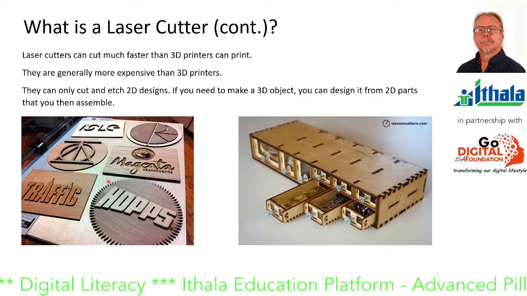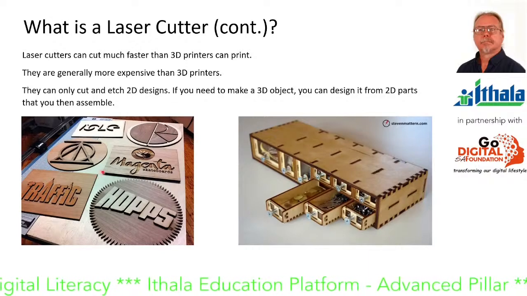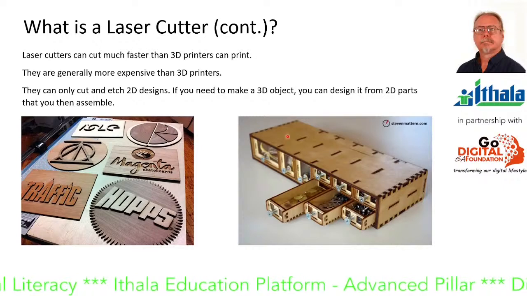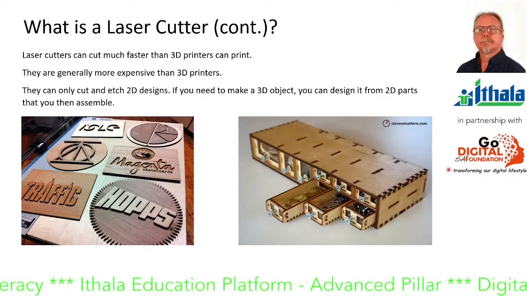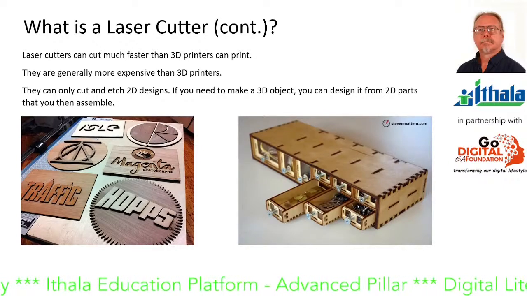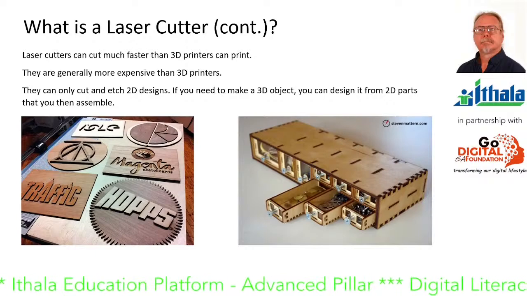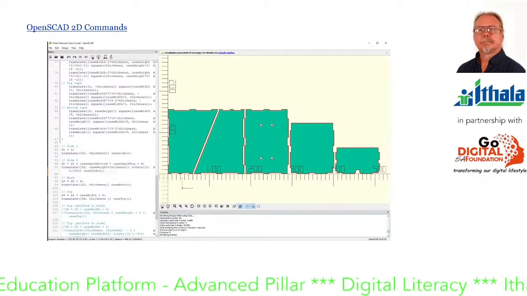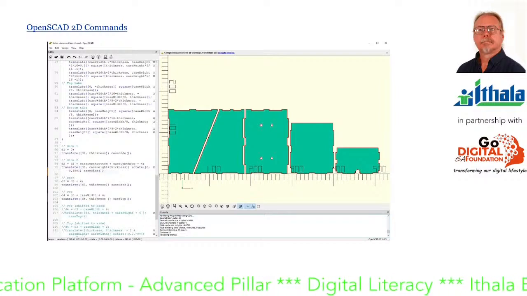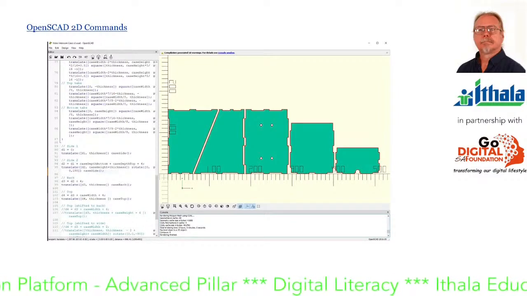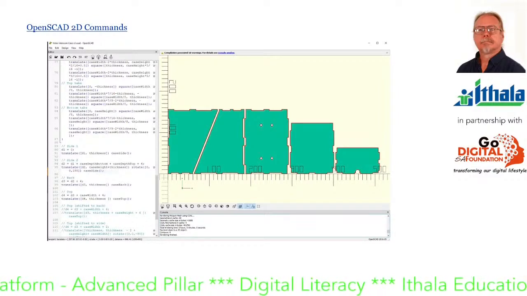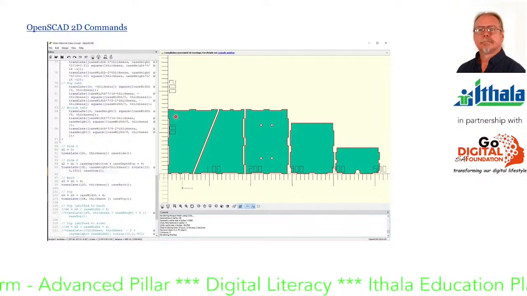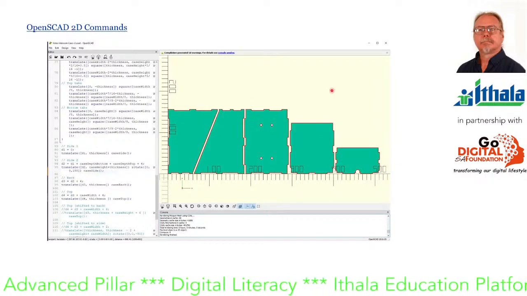Okay, so these are some typical objects made in a laser cutter. This is a 3D object made out of 2D parts that are then assembled. Okay, we'll be using OpenSCAD again. We used it before to make a 3D design, so this time we'll be making 2D designs. And the 2D design simply is something that is flat, like these panels.